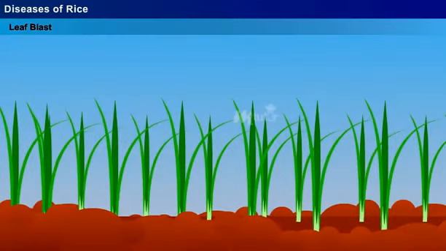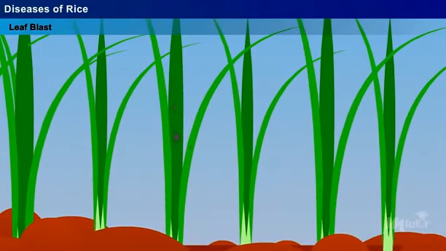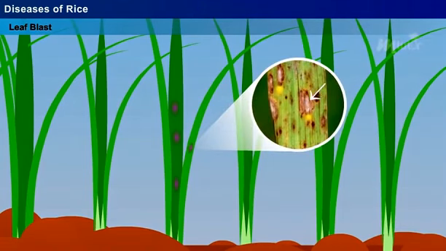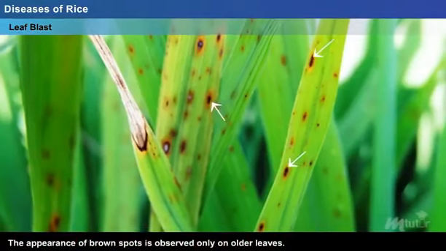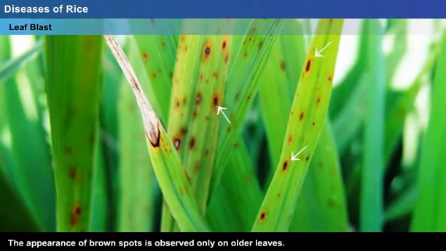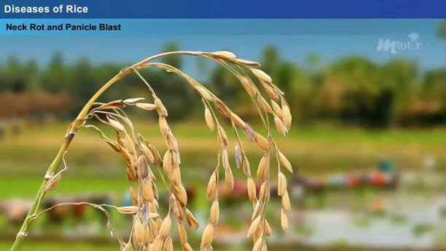When the fungus attacks a young leaf, purple spots are formed initially. Later, the spots enlarge into a spindle shape with gray or white center, surrounded by purple to brown colored borders, followed by the appearance of the yellow zone. The appearance of brown spots is observed only on older leaves. Neck rot and panicle blast.